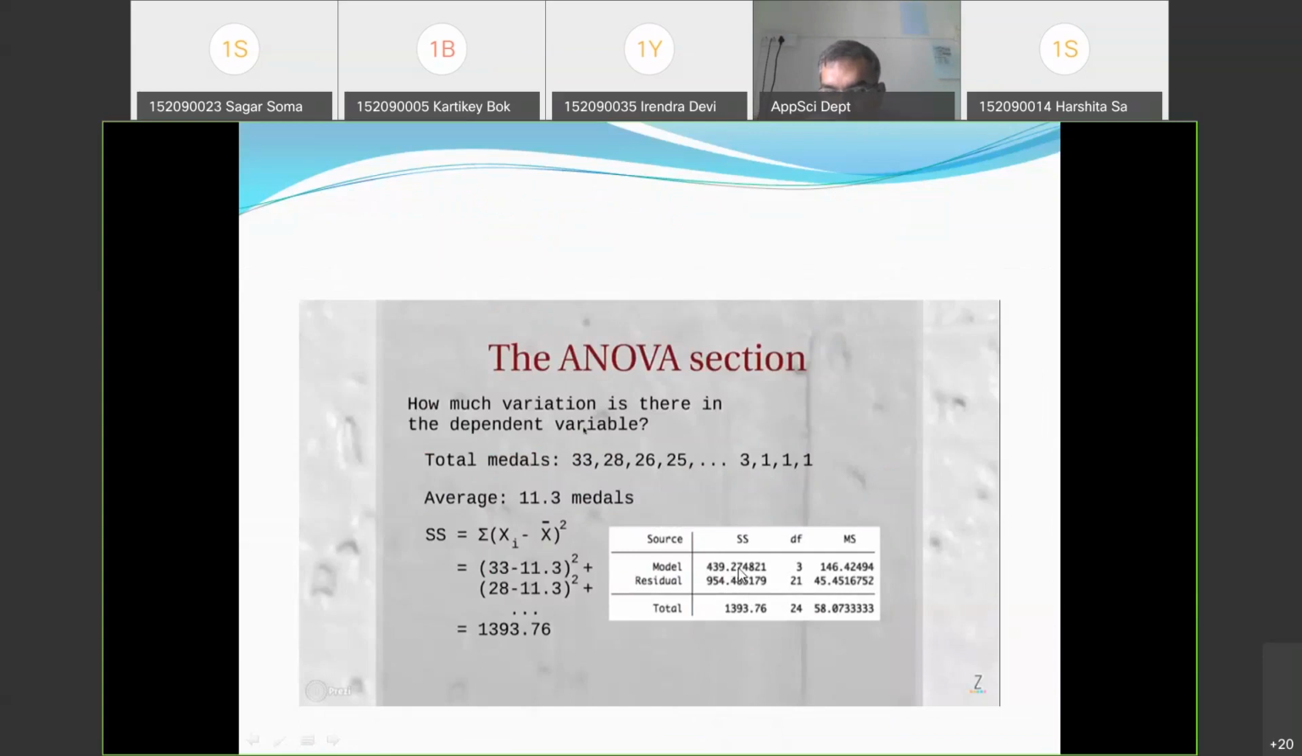So this model sum of squares is the explained variation we saw yesterday. This residual is the other part, and this is the total sum of squares. Although how much variation is explained is not given directly in the output, we can calculate that. So 439 divided by 1393 will be the percentage of variation explained.